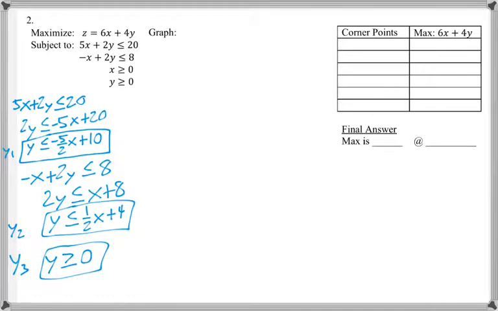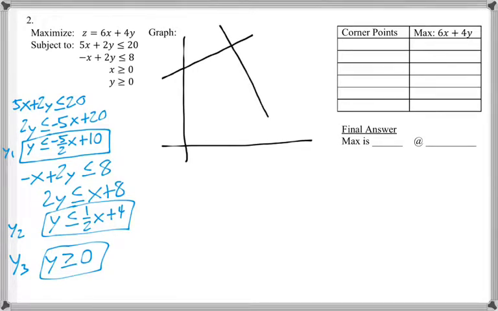So let's graph that shape on our paper. It looks something like that. There are my corner points, and I'm going to shade in the feasible region.